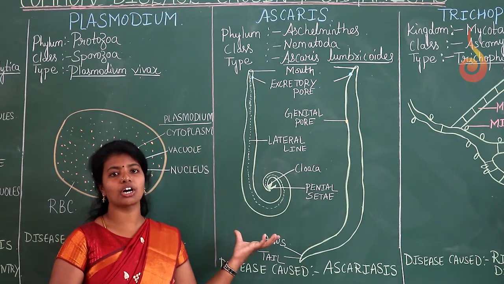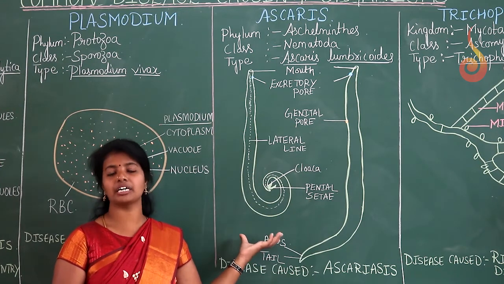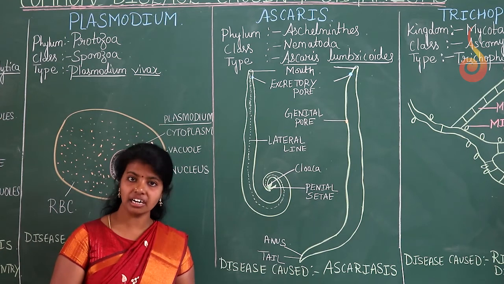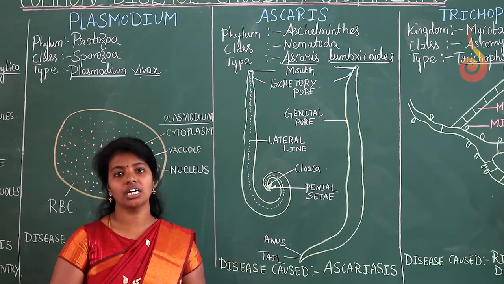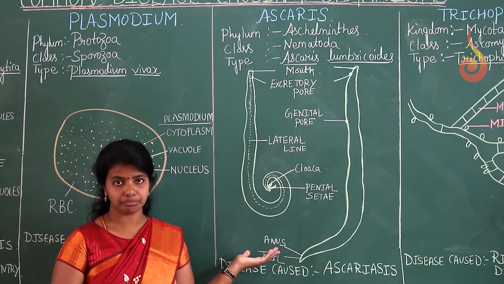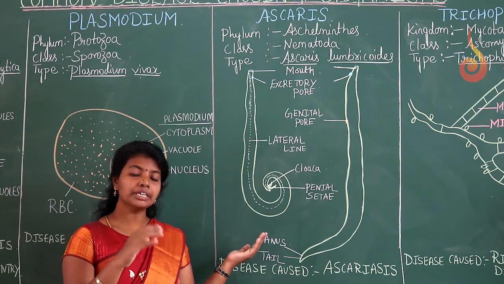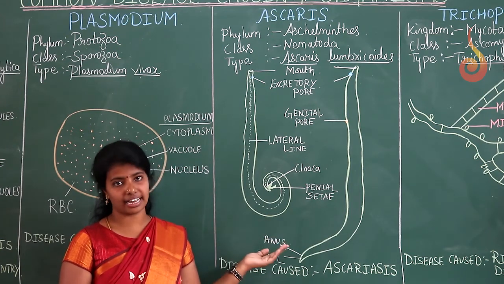And the symptoms we observe once there is infection by Ascaris are severe abdominal pain, anemia, fatigue, and occasional vomiting, and this is also characterized by diarrhea. So by knowing these symptoms, it could be predicted that the infection is by Ascaris.